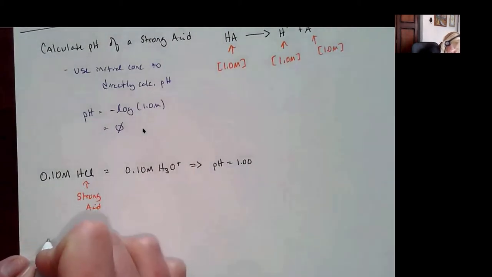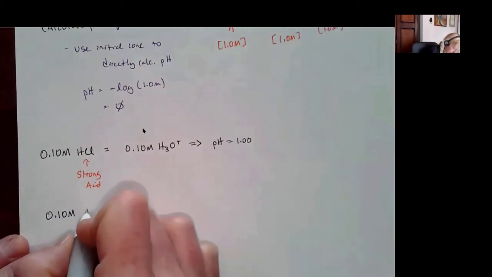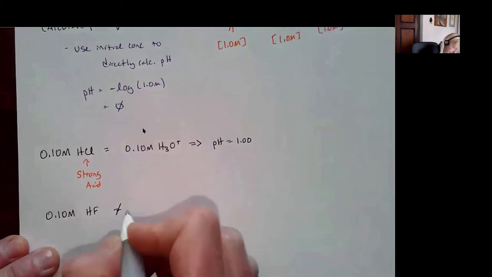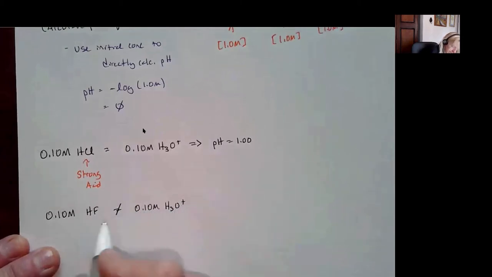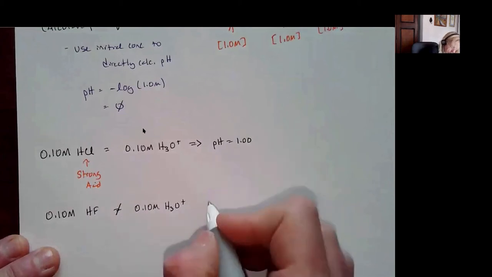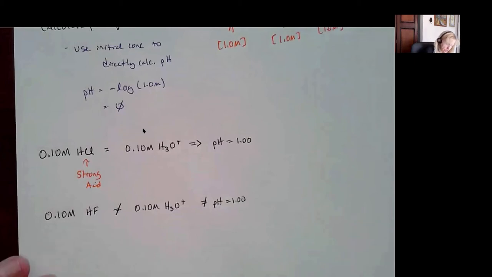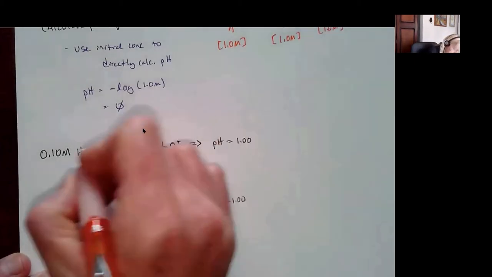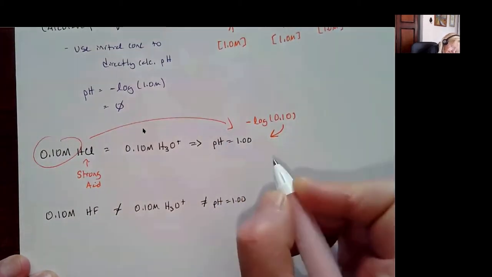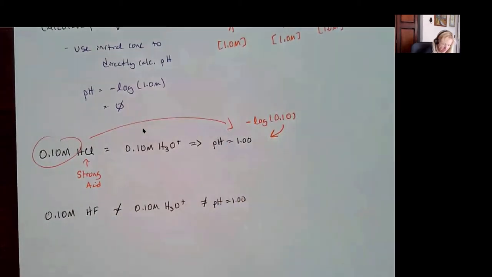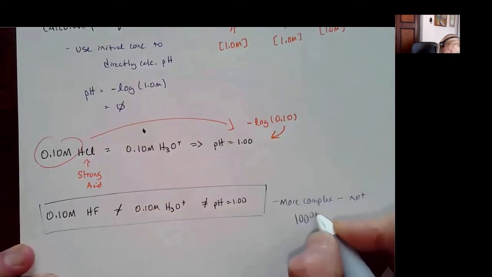If I have a weak acid, let's say I have 0.10 molar of a weak acid, say HF. Now that doesn't equal 0.10 molar of H3O plus because this is not going to completely disassociate. So I'm not going to have a pH of 1. So now I can't do this simple math where I just take my initial concentration and take the log of it. This is not so simple. This is going to be more complex because I don't have 100% disassociation.